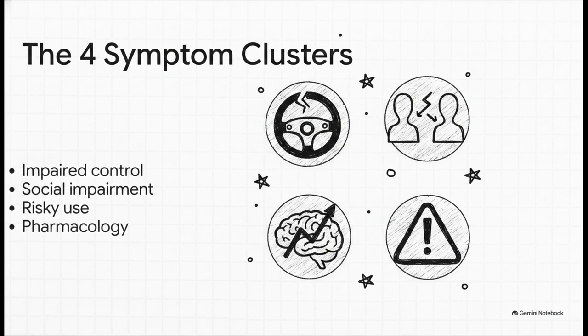Cluster 2 is social impairment. This is where the disorder starts destroying major obligations at work or school, or causing severe friction in your relationships. Cluster 3 is risky use, which means repeatedly using the substance in physically dangerous situations. And finally, Cluster 4 contains those pharmacological criteria we literally just talked about: tolerance and withdrawal.